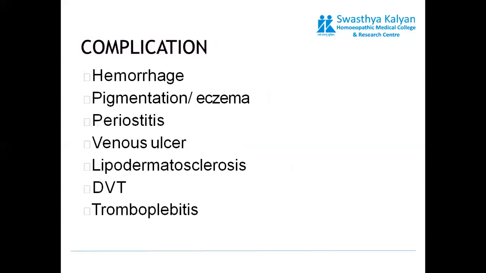We can also see the complications of varicose vein, such as hemorrhage. If these veins get over-distended, then it might lead to rupture of these veins. Pigmentation, a dark pigmentation can be seen in the areas of varicose vein, and it can further be associated with eczema, that is dermatitis. Periostitis is related to the bones, venous ulcers, lipodermatosclerosis, deep vein thrombosis, that is DVT, and thrombophlebitis are some of the complications that can be associated with varicose vein.